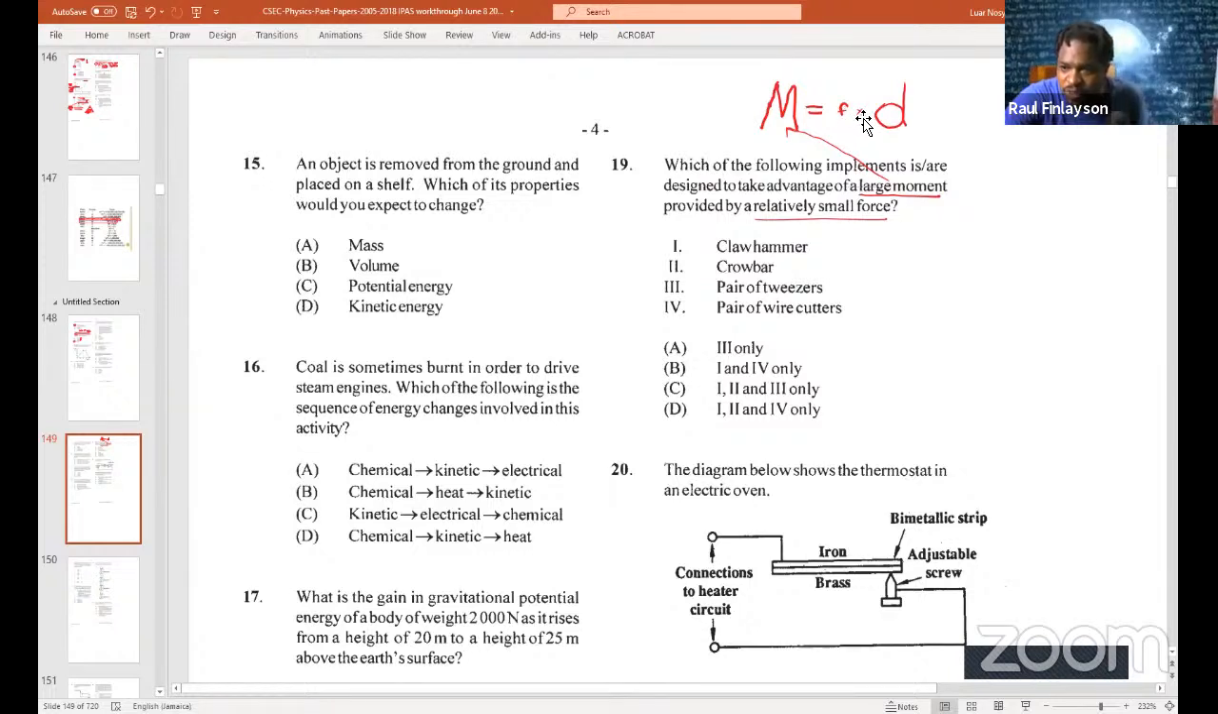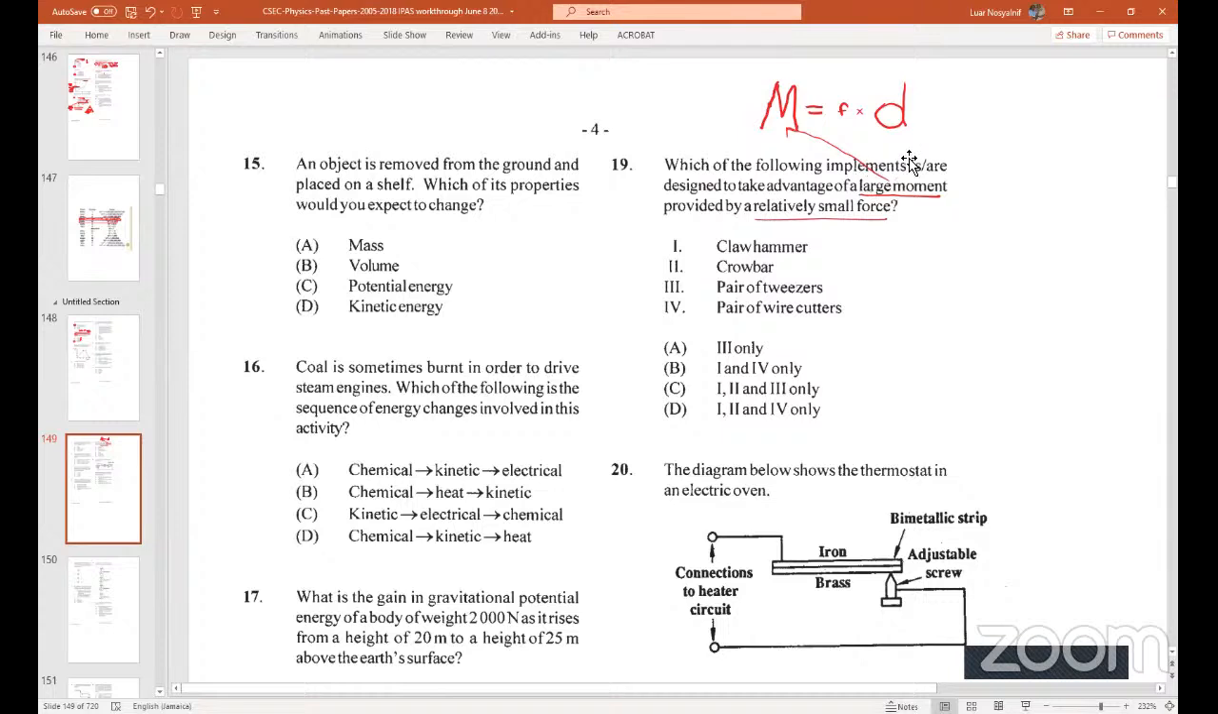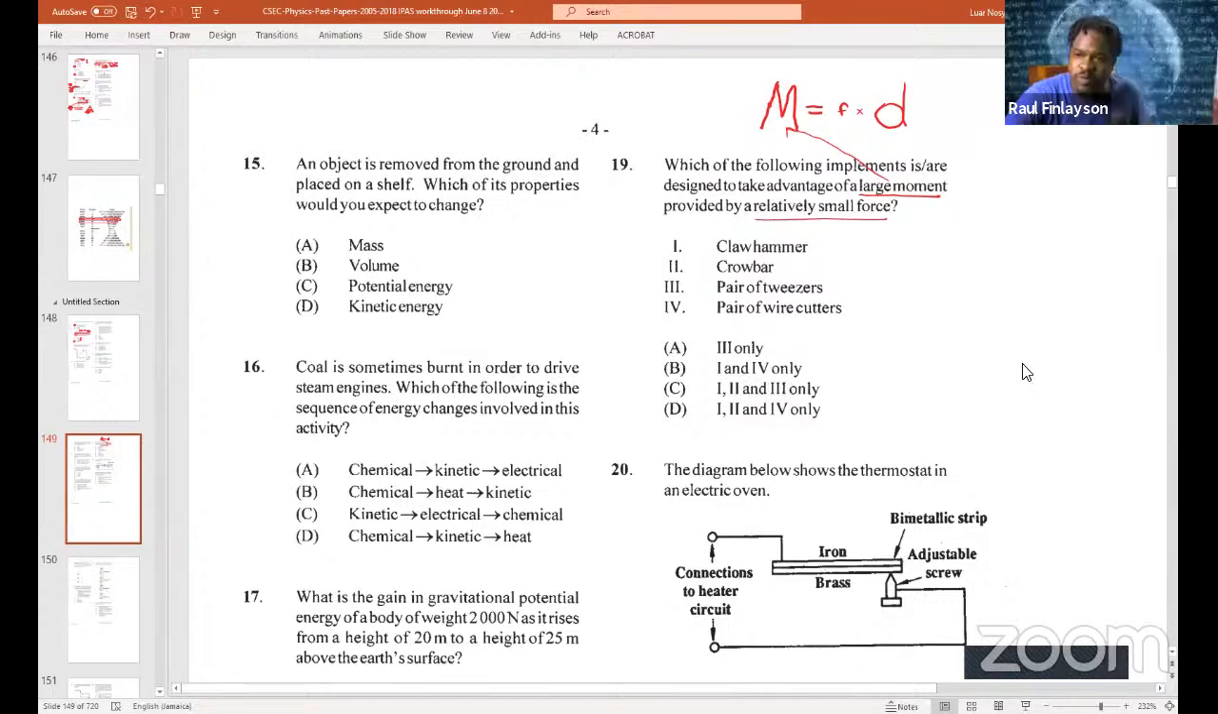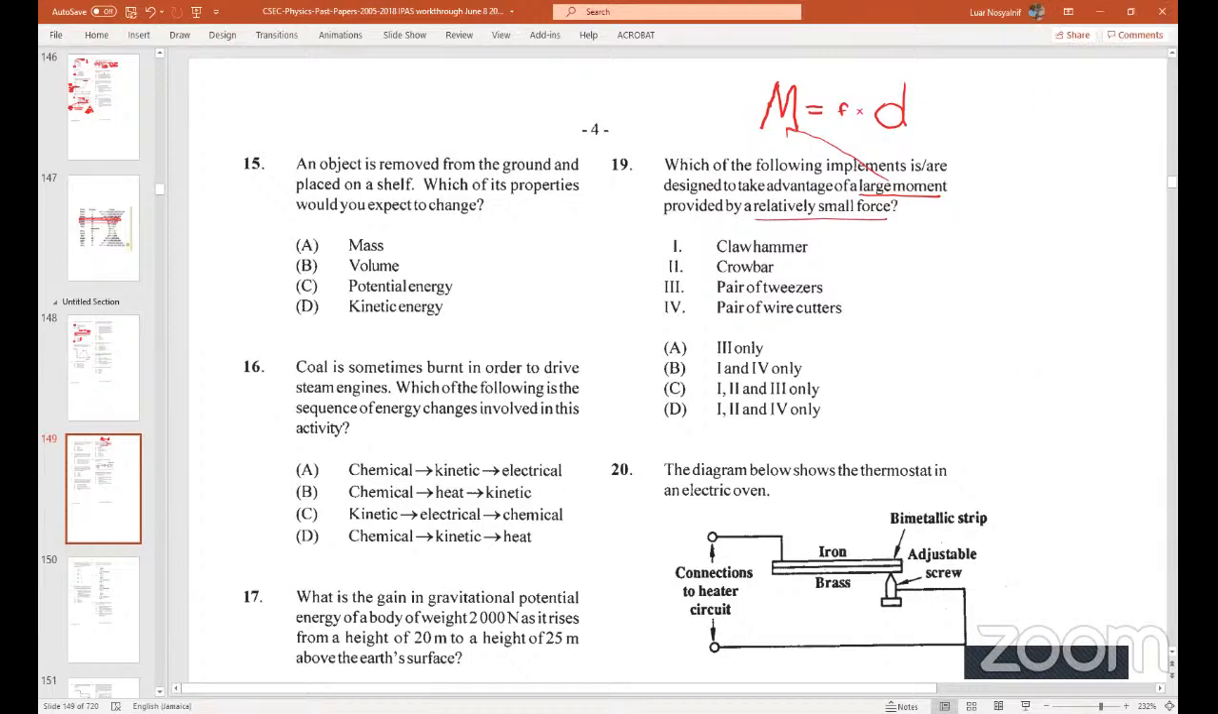What must be big? The question is, anybody know what the M means? We say the M means moment. The F stands for force. What does the D stand for? Distance. Yeah, distance from where? Because it's moment, so the distance must be from where in moments? From the pivot. Very good, from the pivot.